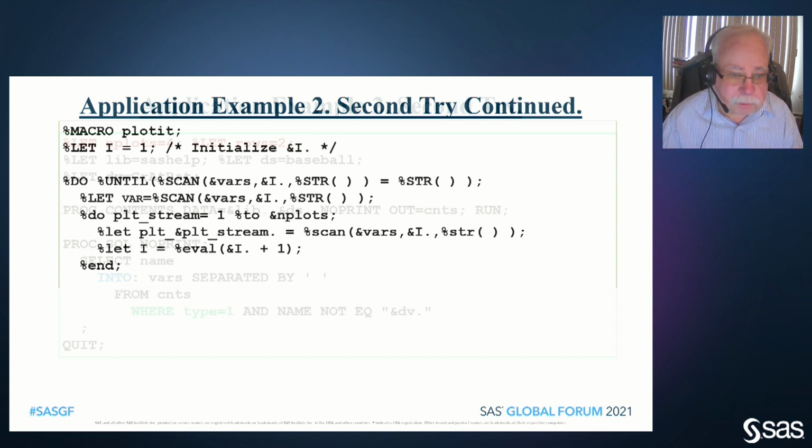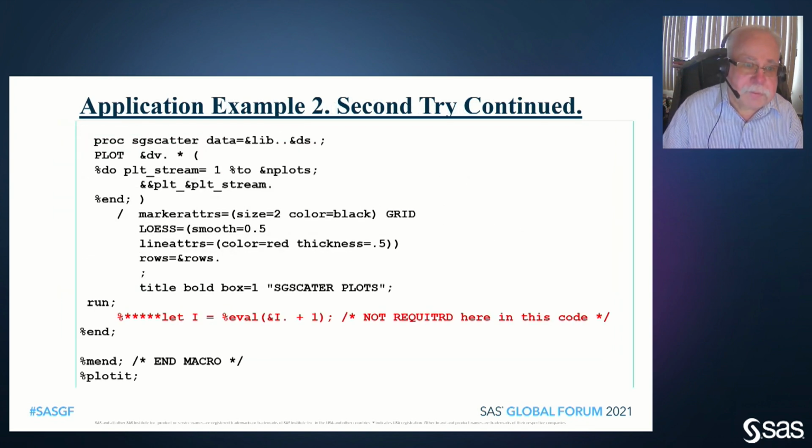And here we're also incrementing the I variable with an %eval term at this point. Because once we get the 4 plots here, we're going to increment one more time, and then as we go through the do until loop, it'll process all the variables in multiples of 4.